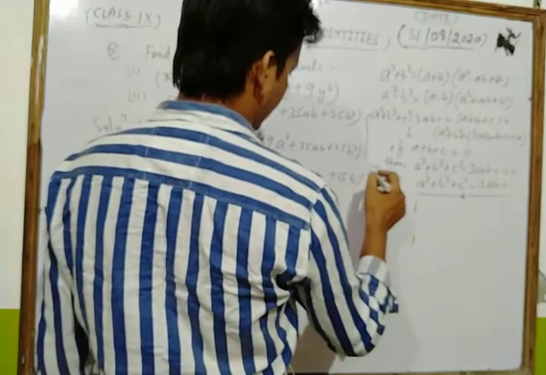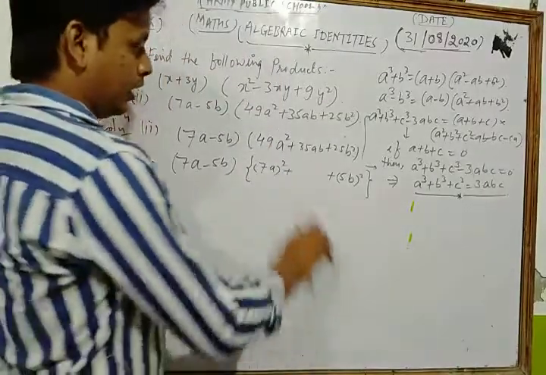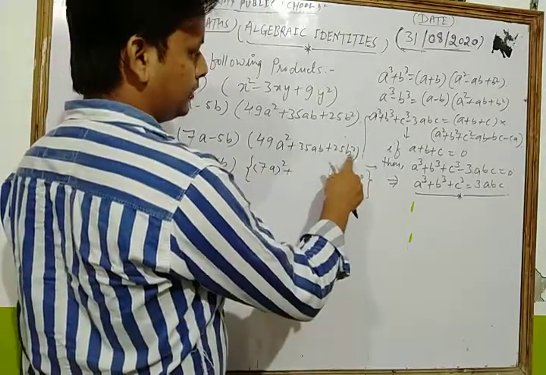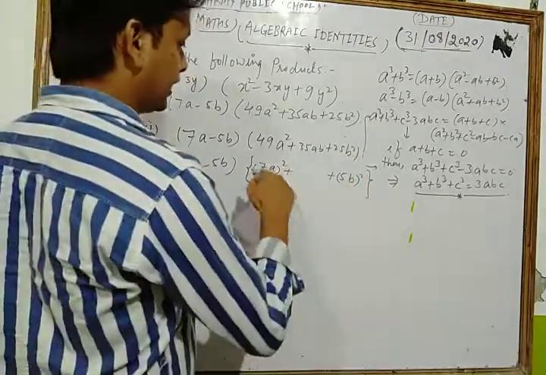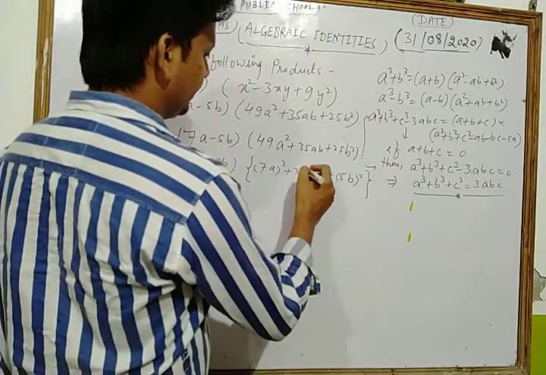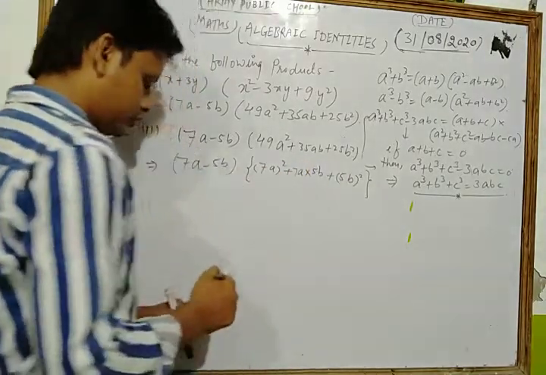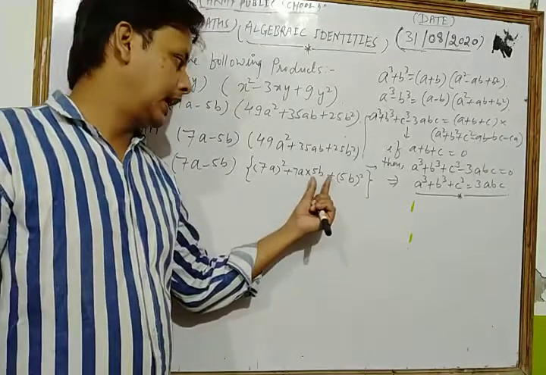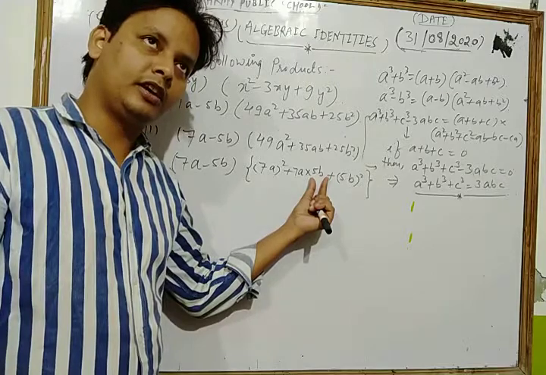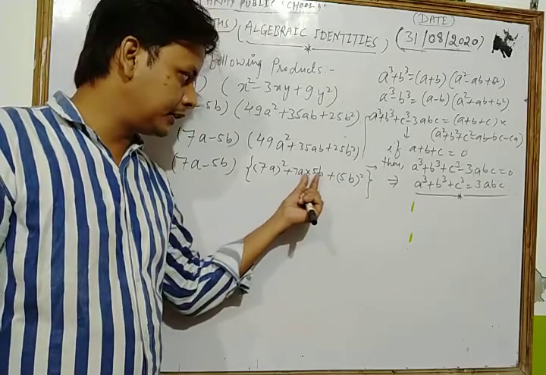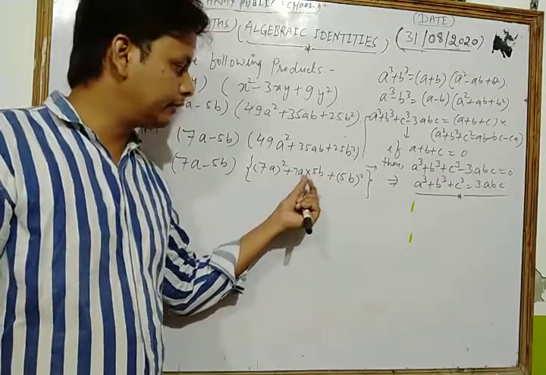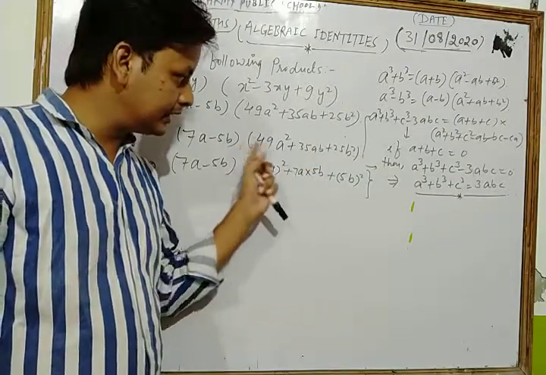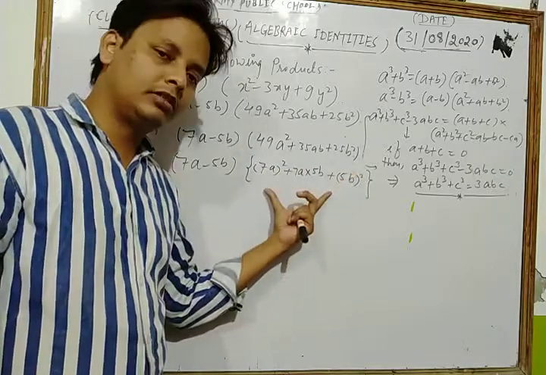5b square. Okay. We write 49a square as 7a square, plus 25b square written as 5b square, plus ab means 7a into 5b. Because if we multiply 7a and 5b, then we get 7 fives are 35ab. So we can write this algebraic expression in this form.